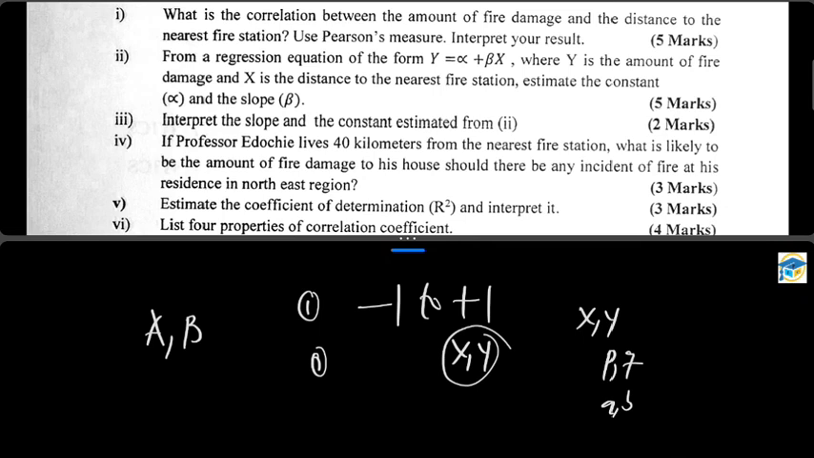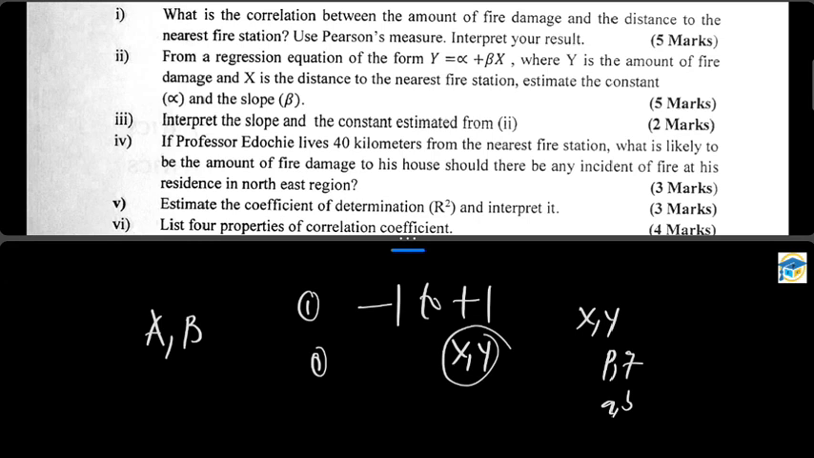And lastly, the coefficients of correlation are independent of change of origin, and also independent of change of scale. It has a lot of other properties, and you can also search around to get more as well. So these are the few tips I want to share with you.